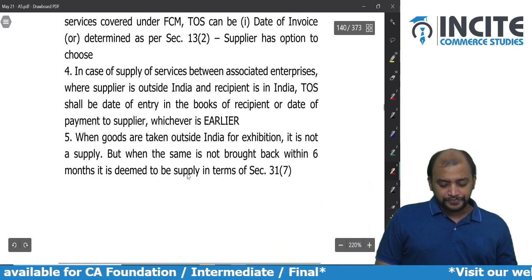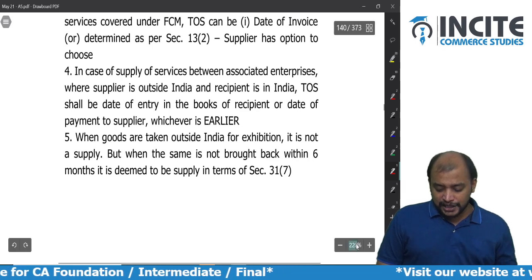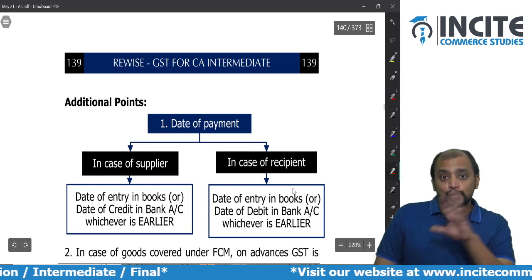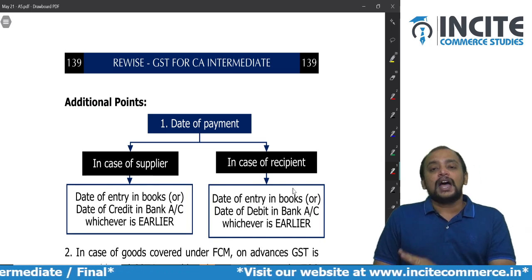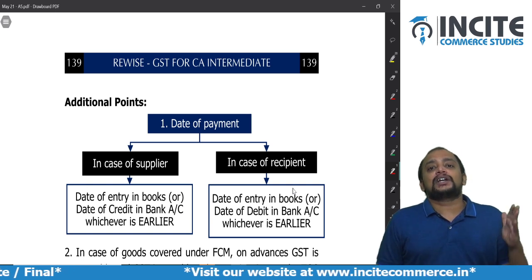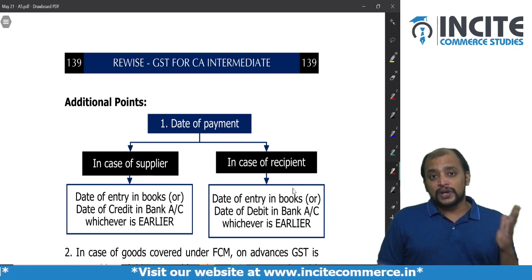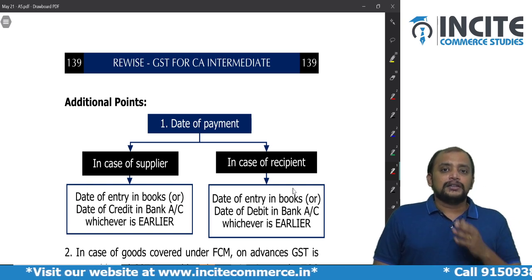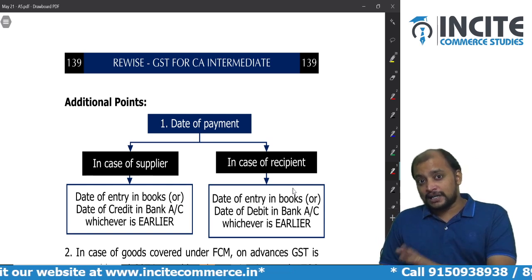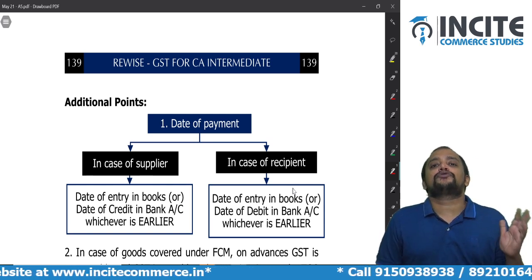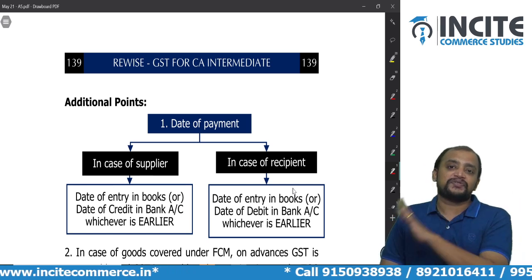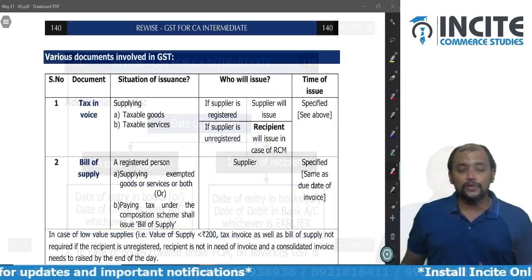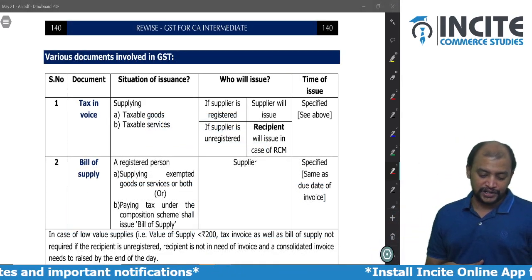Okay, so these are the aspects related to time of supply. We completed time of supply, Section 12 and Section 13. And due date of invoice, Section 31, subsections 2, 3, 4, 5, 6, we completed. Then due date of invoice, Section 31, subsection 1, 4, 7 for goods and 2, 5, 6 for services, we completed that, and subsection 3 is pending. Now we are moving on to various documents involved in GST.